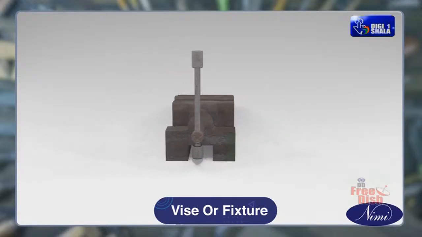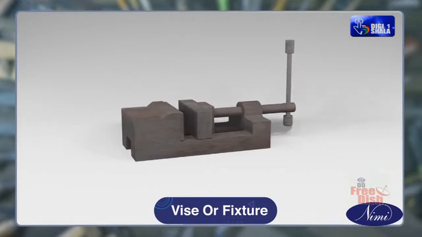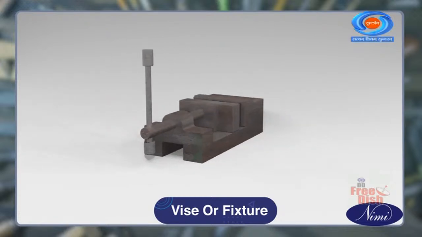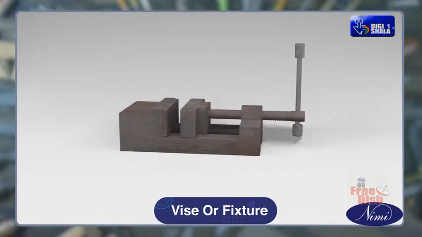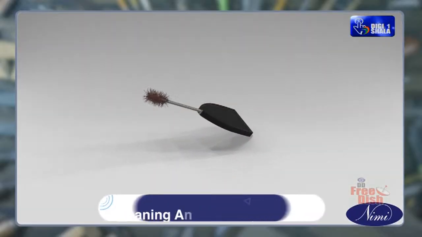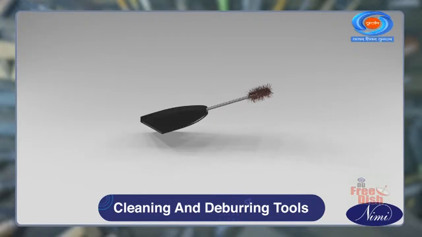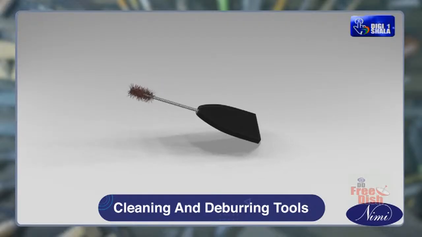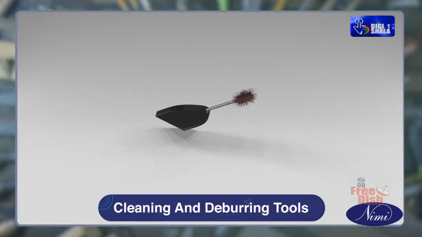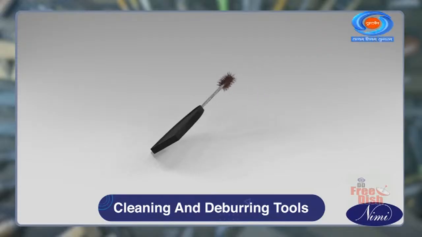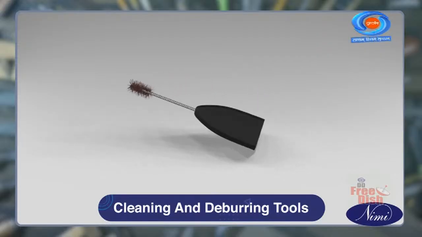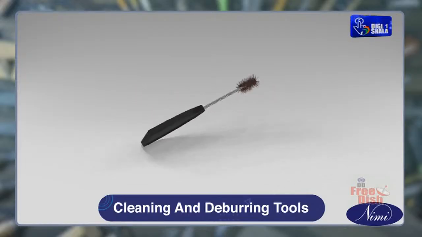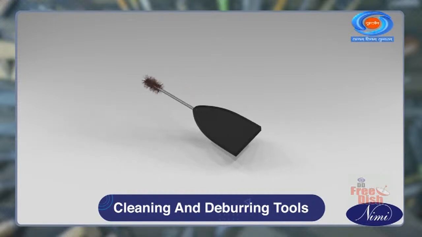Vise or fixture. These tools are used to hold the job rigidly at the time of machining and some other fitting and filing operations. Cleaning and deburring tools. These are the primary tools used in the process of scraping the external angular mating surface and checking the angle with the sine bar. Proper selection, calibration, and handling of these tools are crucial to achieving precise and reliable results, and these tools also play a major role in measuring the surface finish and accuracy.